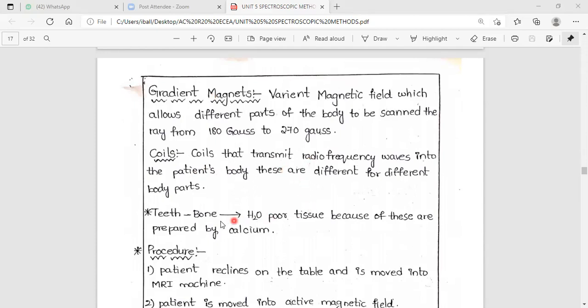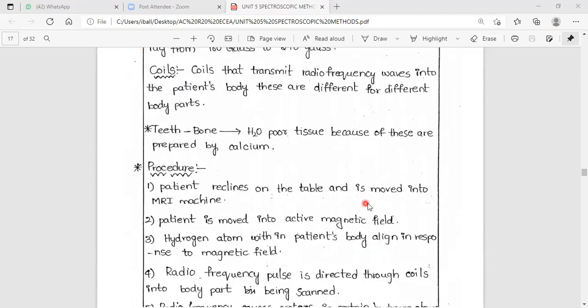Now we're discussing the teeth as well as the bone. If the human body has any breakage in the teeth or the bone, there is a problem in the teeth condition or the bone condition. If any abnormality is present in the teeth or the bone, it is also determined based on the MRI radiation. Let me show the procedure.